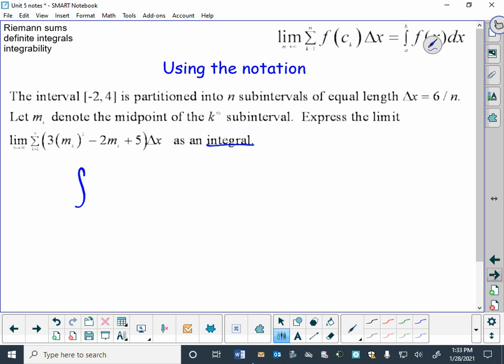Well, the summation symbol becomes our integral symbol. We are starting at -2 on the left, ending at 4 on the right. Okay? Because the n is going to infinity, the m sub k is becoming a single number, so that becomes a 3x squared minus 2x plus 5. That is the height of every little skinny rectangle, which has a skinny little width of dx, and this is what that looks like as a definite integral.